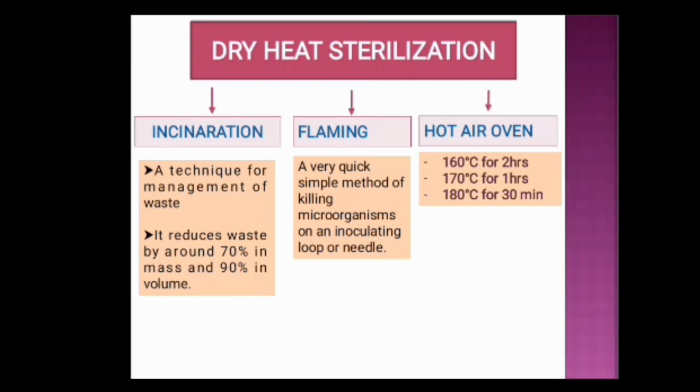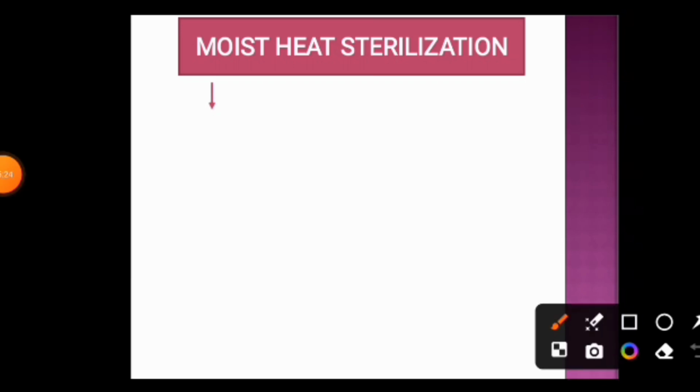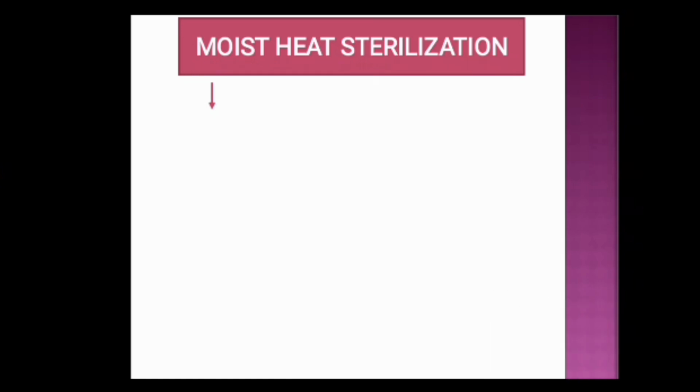Okay. So, this hot air oven is basically used to sterilize glassware like petri dishes, test tubes, flasks, pipettes, oily fluids, powder. Okay. Now let's discuss the moist heat sterilization. The moist heat, from this name you can easily understand that the heat is applied to sterilize the materials or equipments, and this heat is moist heat, that is here moisture and steam play a role for the sterilization purpose.